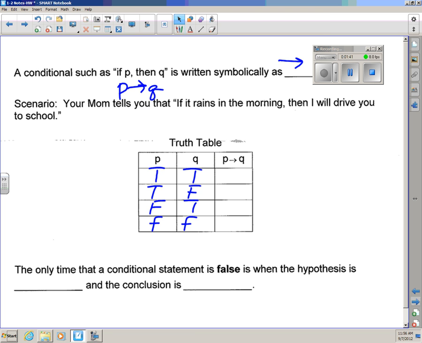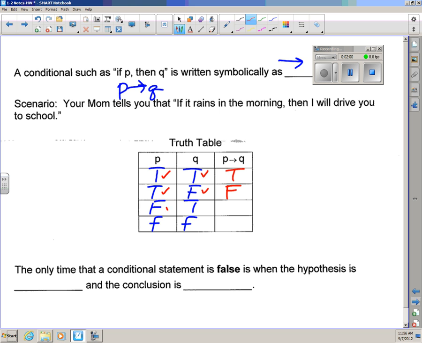So when you fill out your truth tables for your P's and Q's, the first one says, well, was it raining in the morning? And the answer is yes, it rained. Did you get your ride to school? Yes. So therefore you're not told a lie, your mom told you the truth. Next day, does it rain in the morning? Yes. Did you get your ride to school? No. Well, your mom lied to you.